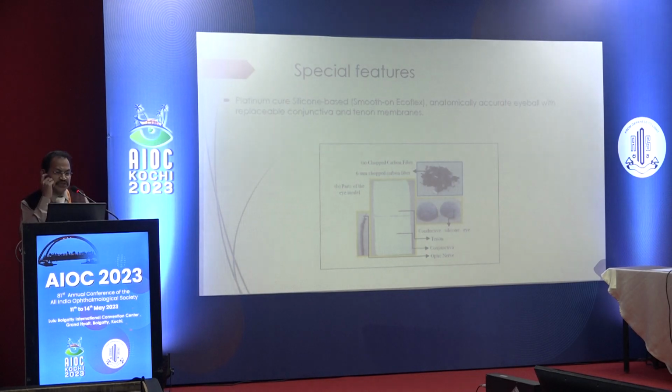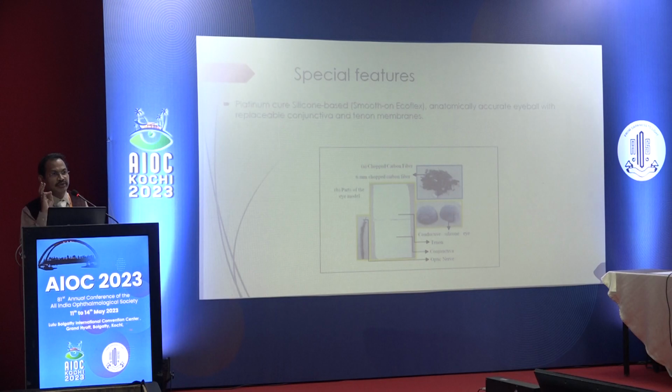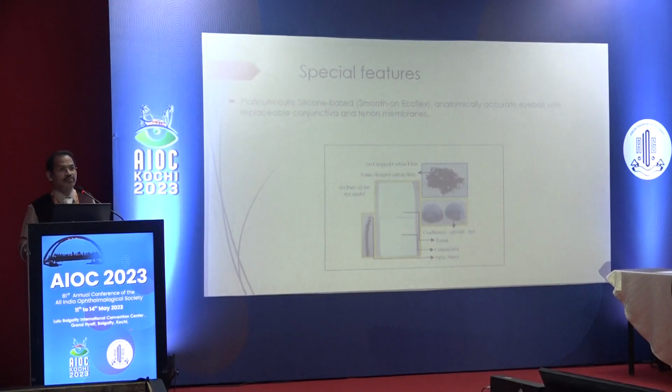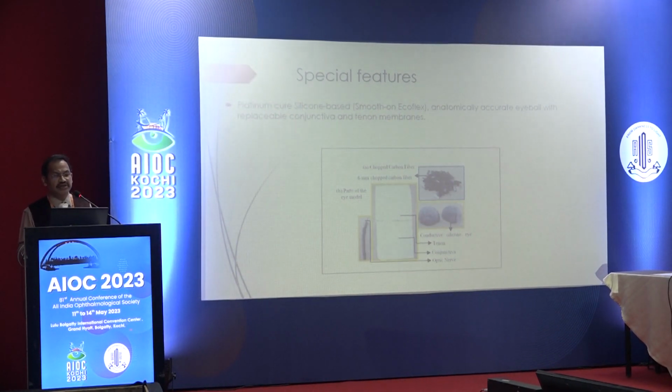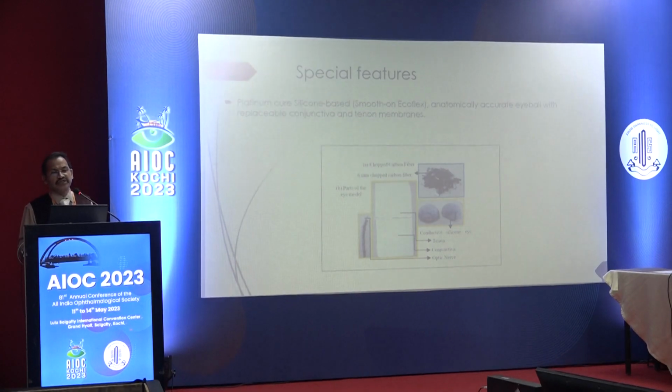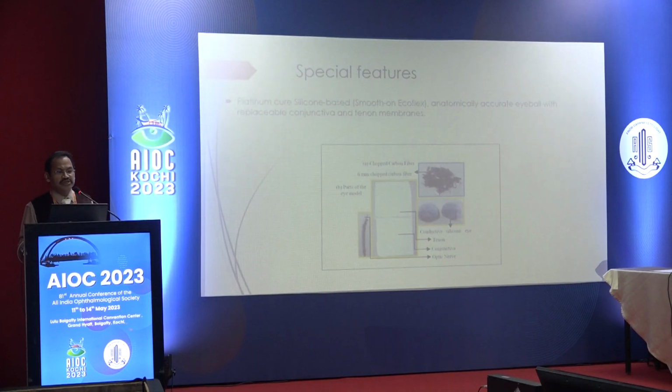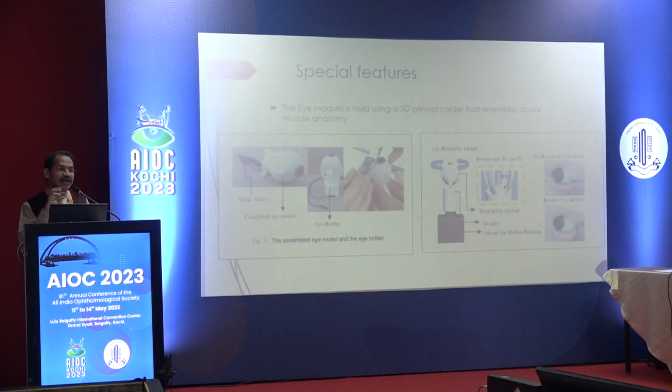Some of the special features are, totally we made 4 parts. One is mimicking the eyeball, the other mimicking the tenons and the conjunctival membrane, and the third one was the optic nerve. These are all prepared using platinum cured silicon based rubber. It's a special kind of rubber with which an anatomically accurate eyeball with replaceable conjunctiva and tenons membrane was made. Once these were made, around the eyeball, the tenons and the conjunctiva were wrapped up, and then at the other end, we just tied a rubber band, and then the optic nerve is fixed behind.